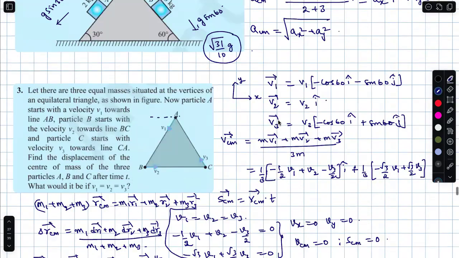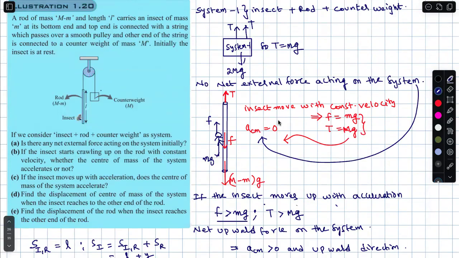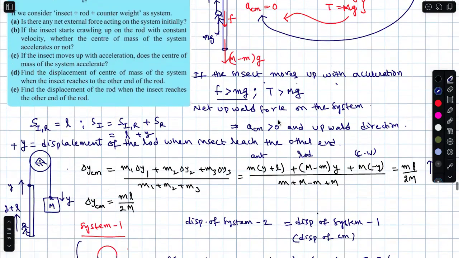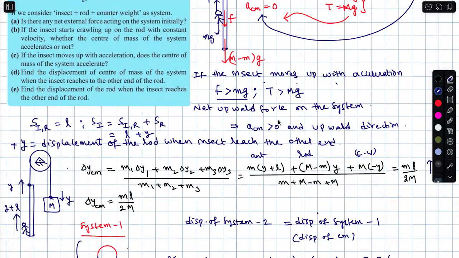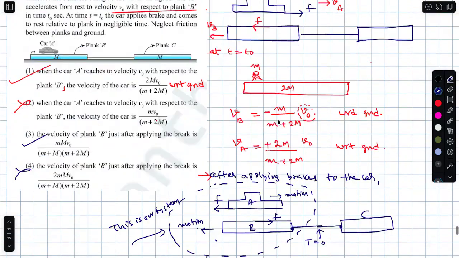This is the question. Same question. In the place of insect, assume man. In the place of rod, assume ladder. So in that case, what is the displacement of the center of mass we got? M into small m into L by 2 capital M. Same you need to do here.